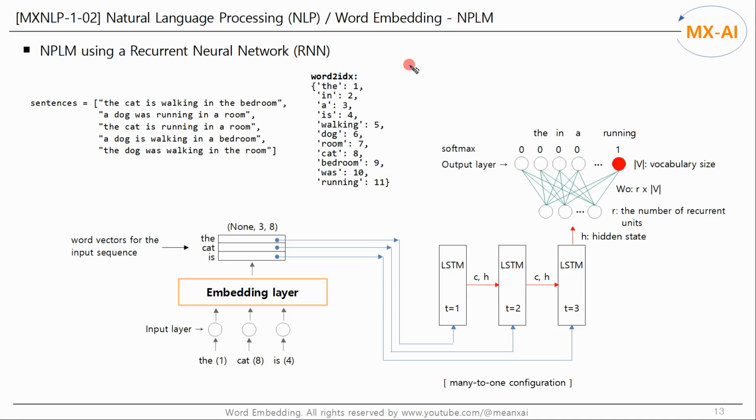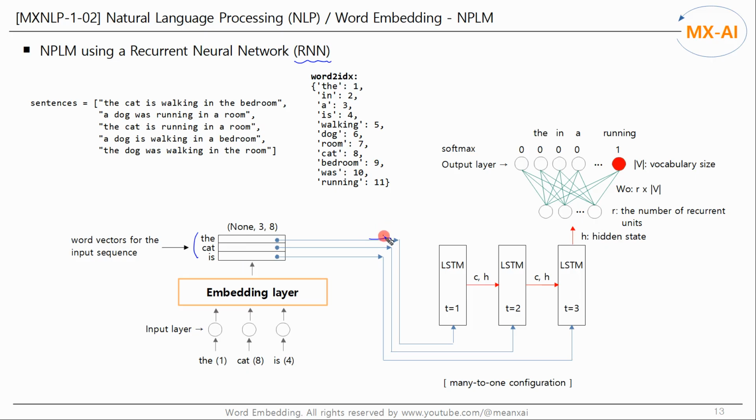Next, let's implement the NPLM using a recurrent neural network. In the previous example, the outputs of the embedding layer are as follows. In the feed-forward network in the previous example, we concatenated these outputs of size 3 by 8 to create a one-dimensional tensor. However, when using recurrent neural networks or convolutional neural networks, this output is used as is.